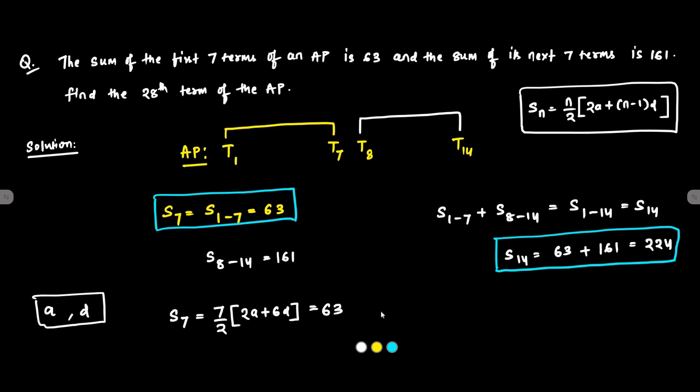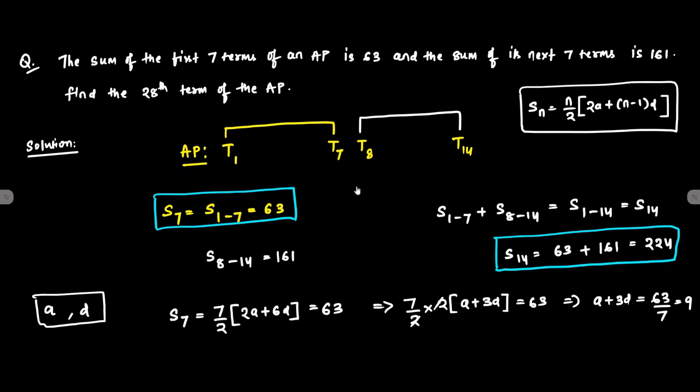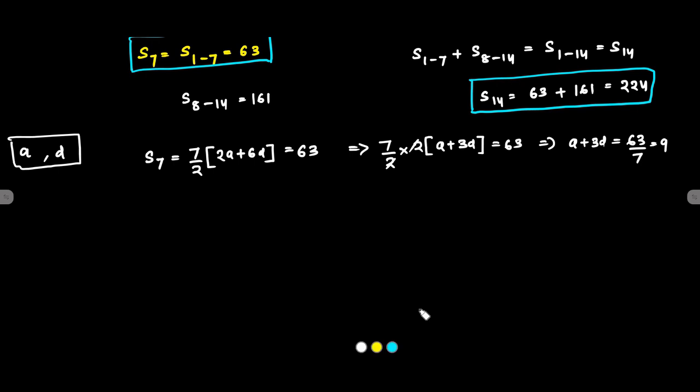That implies 7 by 2 into 2, taking 2 common, a plus 3d, is equal to 63. The 2 gets cancelled, so that implies a plus 3d is equal to 63 by 7, which is equal to 9. So here we have the first equation, a plus 3d is equal to 9.